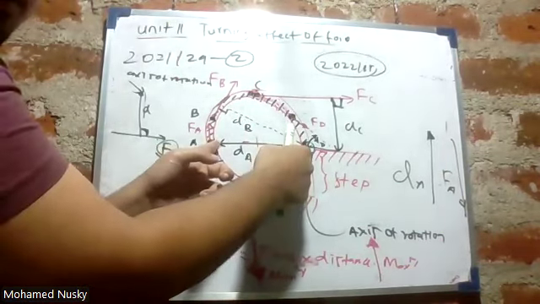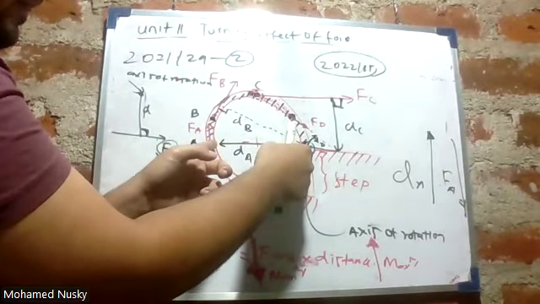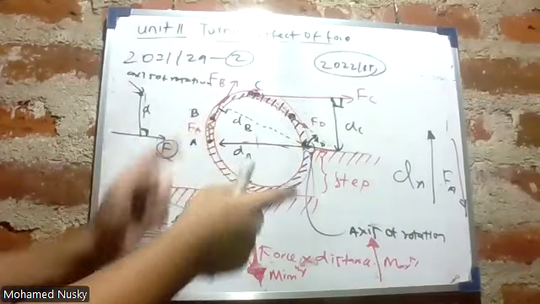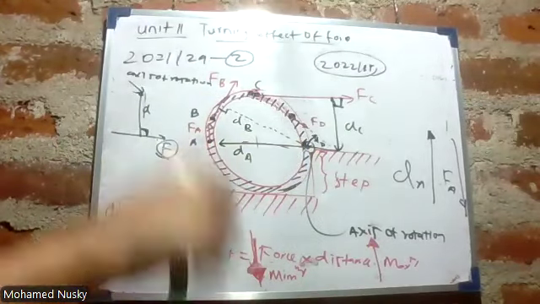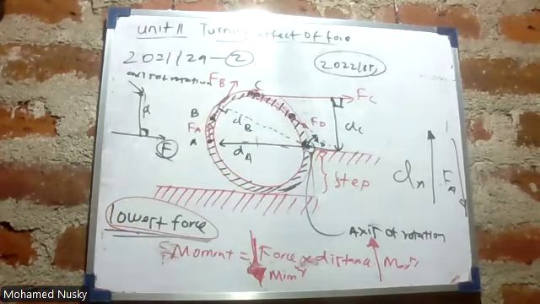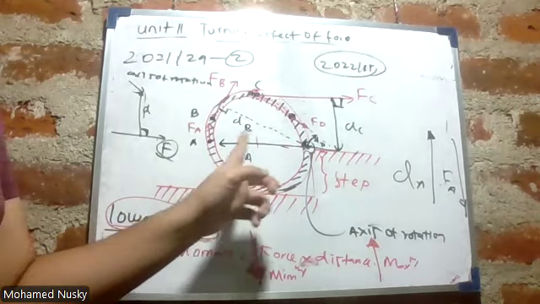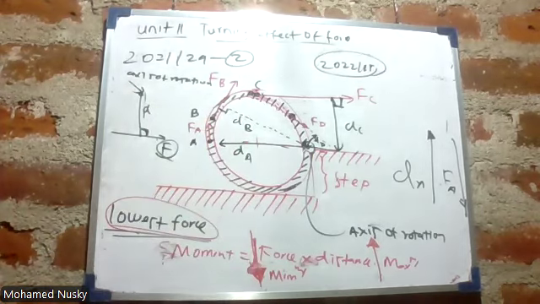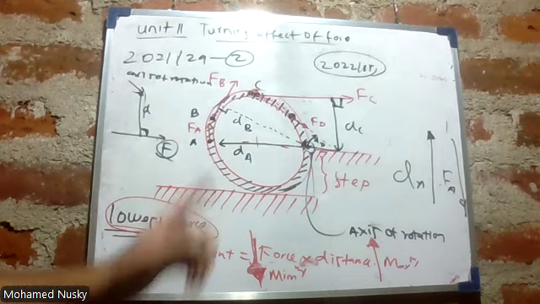DA is the diameter. But DB is a chord, it's not a diameter. You know, the distance of chord is less than the distance of diameter. Yes. Therefore, answer should be A.